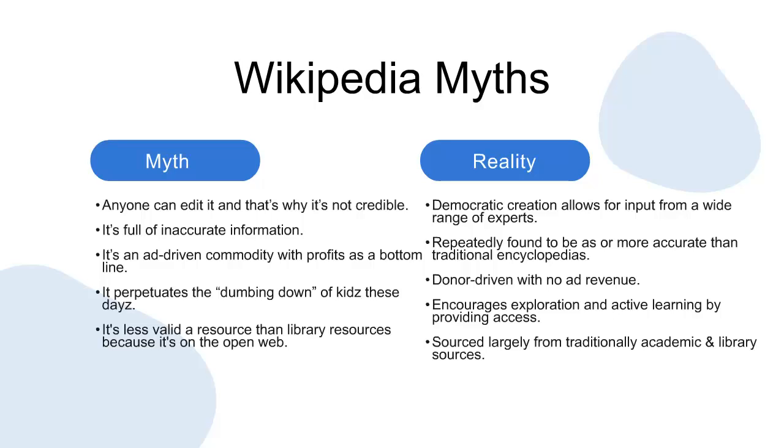Wikipedia is a donor-driven, non-profit encyclopedia. The parent organization, Wikimedia, publishes its funding reports and is listed among Charity Navigator's highest rated and most transparent nonprofits. It is, in fact, the opposite of an ad-driven economy.